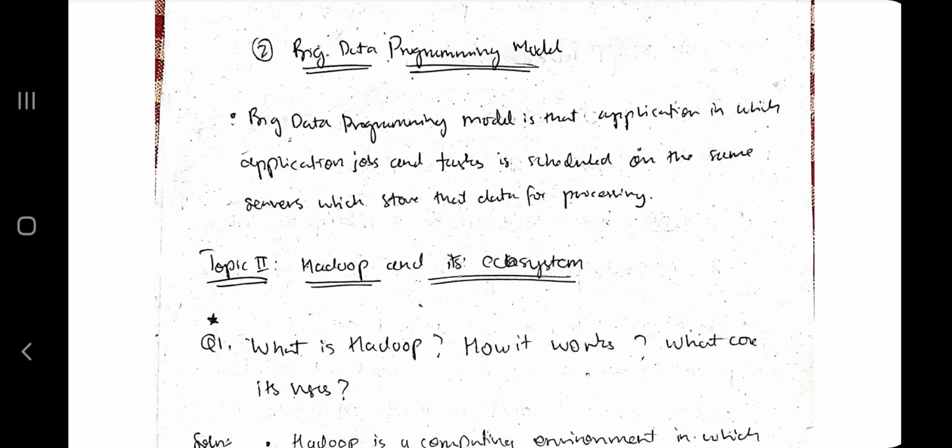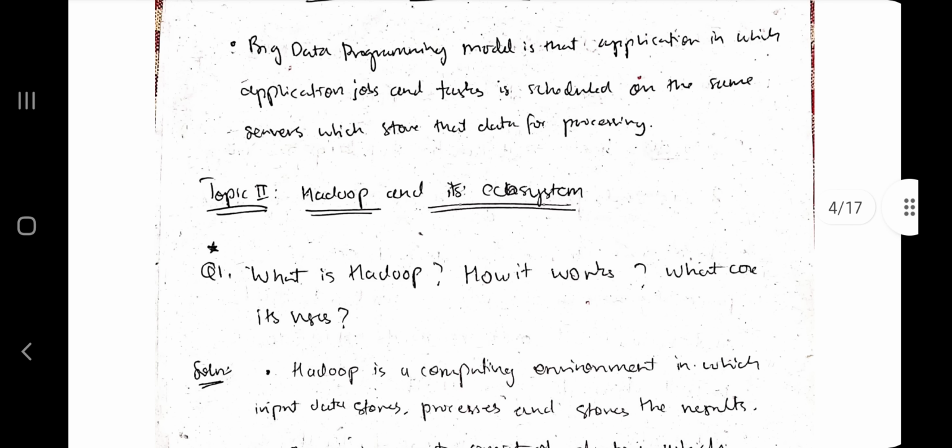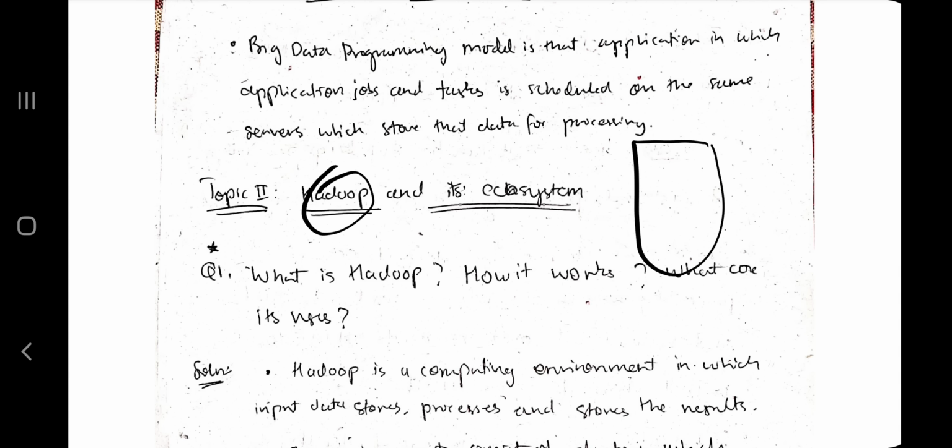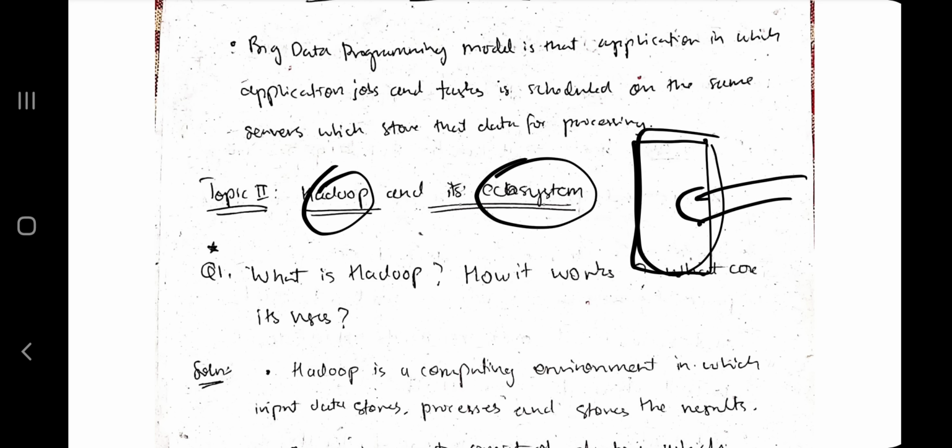Moving on to the second topic, we have Hadoop and its ecosystem. Hadoop is a software for storing and processing large data. Very large data is there. It's used for storing and processing. It has some tools which it uses, which comprise the ecosystem. We will be learning about that now.